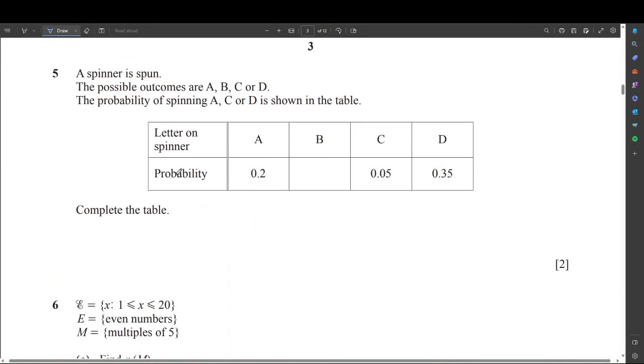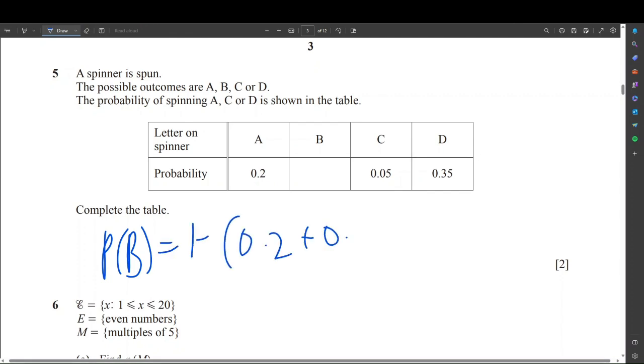A spinner is spun, and the possible outcomes are A, B, C, or D. The probability of spinning an A, C, or D is shown in the table. So all we need to do is find the probability of B. How do you do that? Well, probability always adds up to 1. So probability of B is equal to 1 minus (0.2 plus 0.05 plus 0.35), which will give us 0.4, or 2 by 5.